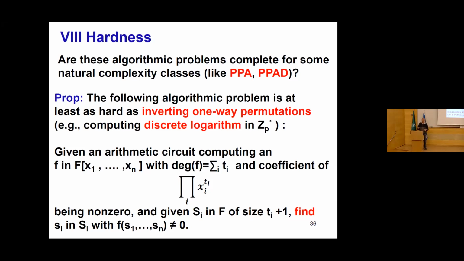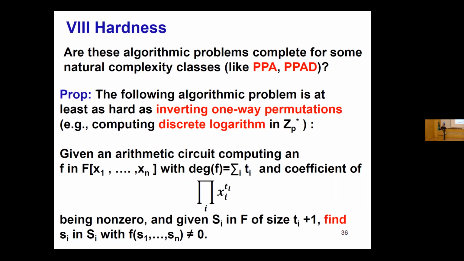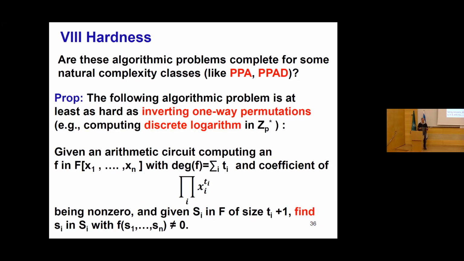So the relevant complexity classes here appear to be PPA and PPAD. These are 2 complexity classes defined by Christos Papadimitriou. PPA stands for polynomial parity argument, and the D is for directed.